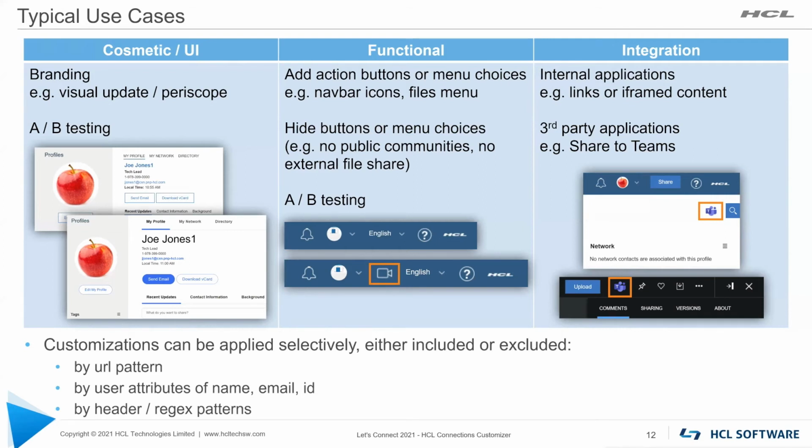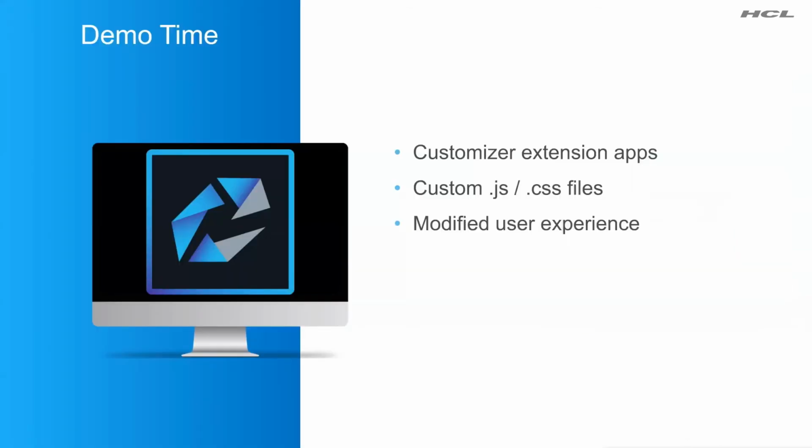So those are the three typical types of buckets that we see in terms of how Customizer is used. And obviously, within each of those buckets, as I said, your imagination really is the only limiting factor about the kinds of things you could do with Customizer. So hopefully I have a little bit of time here for a couple of demos. I want to talk a little bit about what a Customizer extension app looks like, the definition, the idea of custom JavaScript and CSS files, and then we'll enable a couple of examples to show how it modifies the experience.